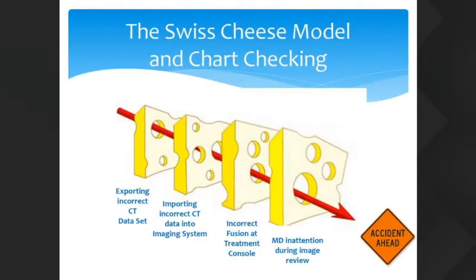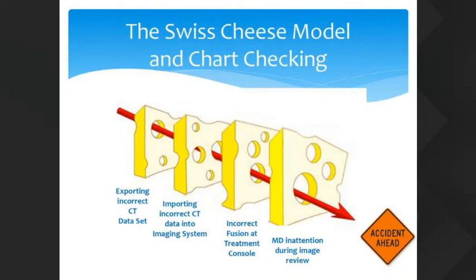If all the holes in each slice line up, the failure mode makes it through to the patient, and you end up having an accident. So here's an example with chart checking. Once the CT data set is exported from the planning system into the delivery system, there's a possibility that the incorrect CT data set would be exported. Importing the incorrect CT data set could also be a failure mode and cause at that particular slice of Swiss cheese. Then we can have an incorrect fusion at the treatment console by the therapist, or an inattention by the MD during image review.